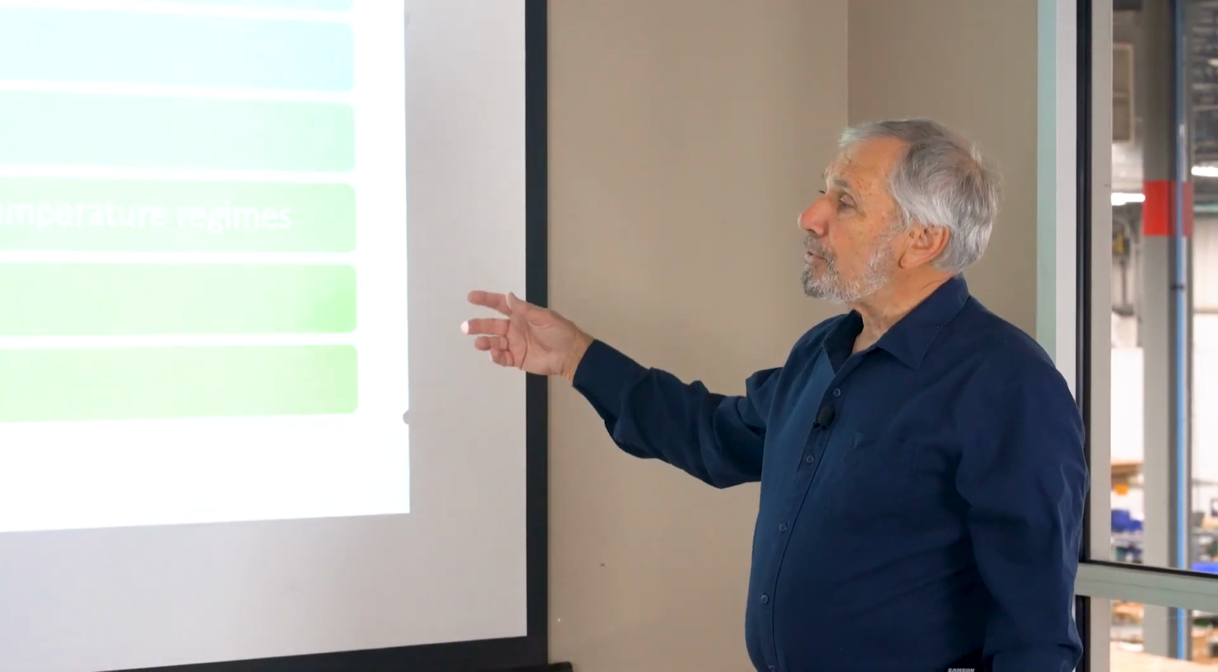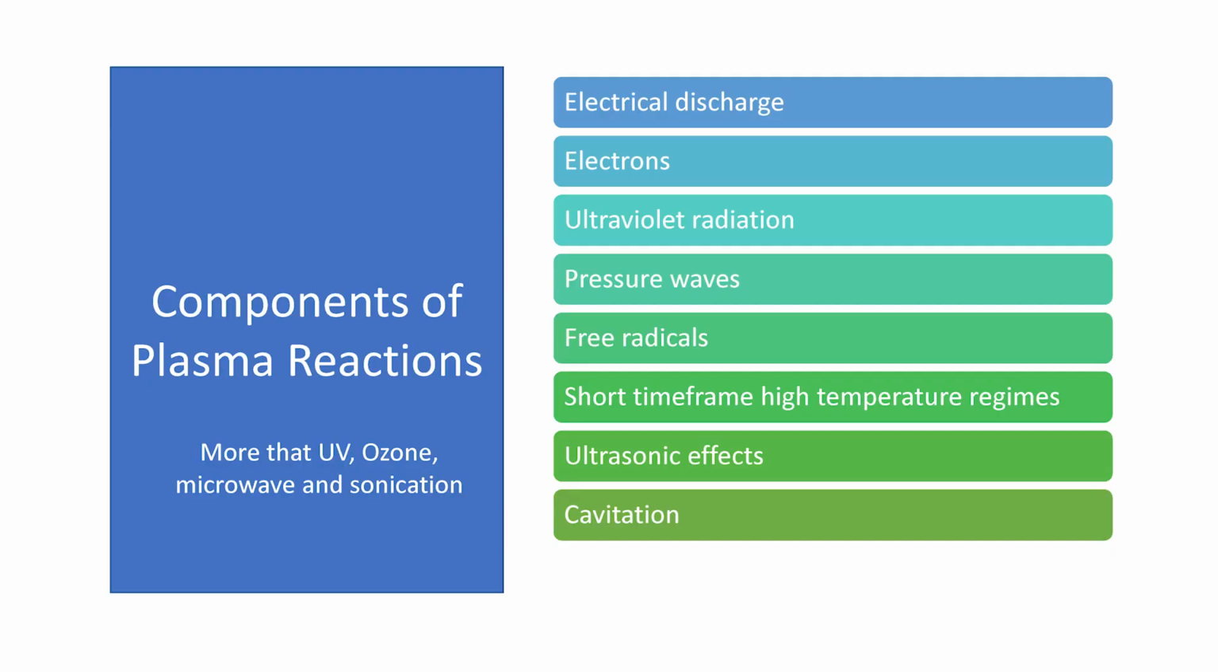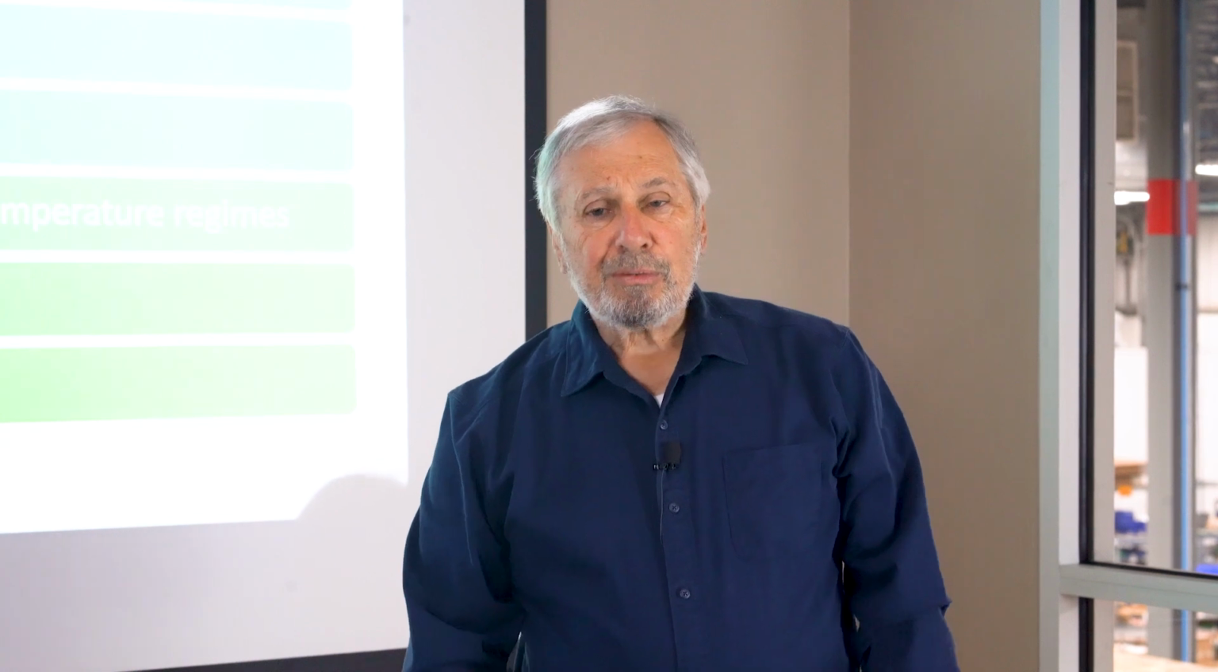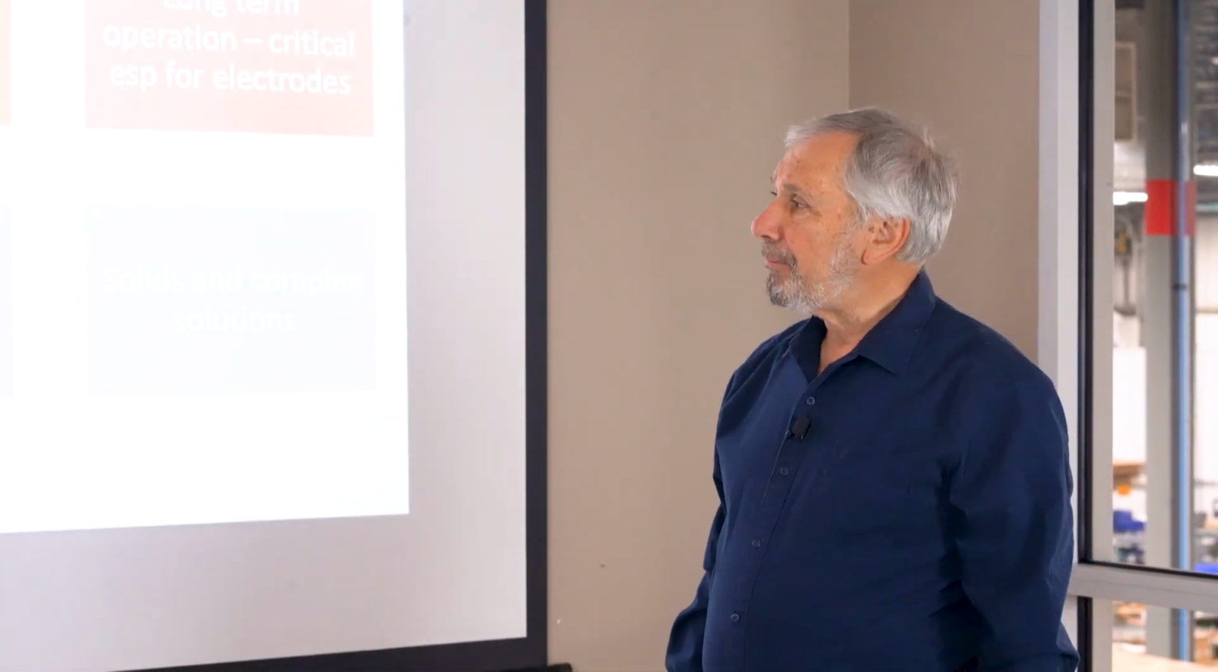So the components of a plasma reaction, as we illustrated before, were the electrical discharge, electrons, ultraviolet radiation, pressure waves, free radicals. Sometimes you get instantaneous heating, you get ultrasonic effects, and the cavitation. In other words, we've got a lot of reactions going on all at the same time.